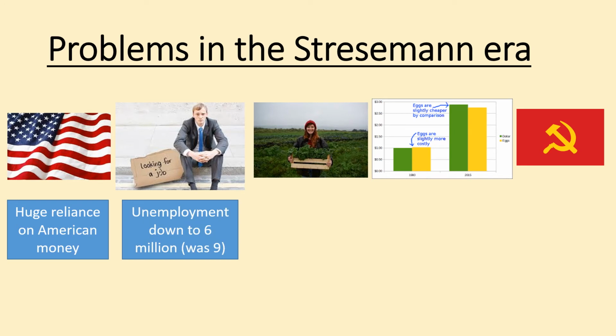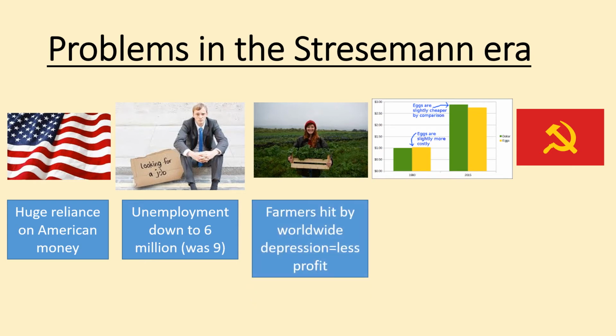So unemployment is down. It's 6 million rather than 9. So unemployment has got better, but it's still not solved. There's still high levels of unemployment in Germany. And farmers are also hit by a worldwide depression, so that meant less profit. And to be fair, there was very little Stresemann could do about that, but it was still a problem going on in Germany.